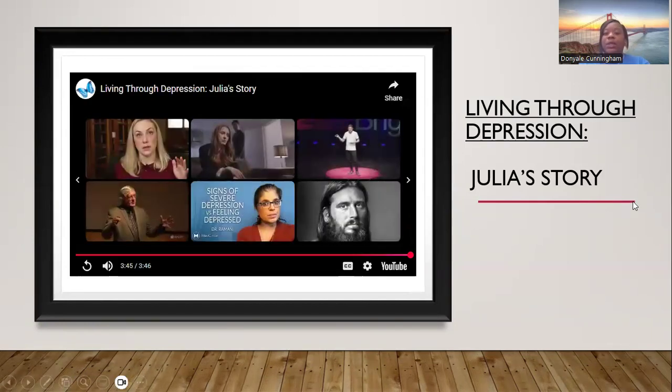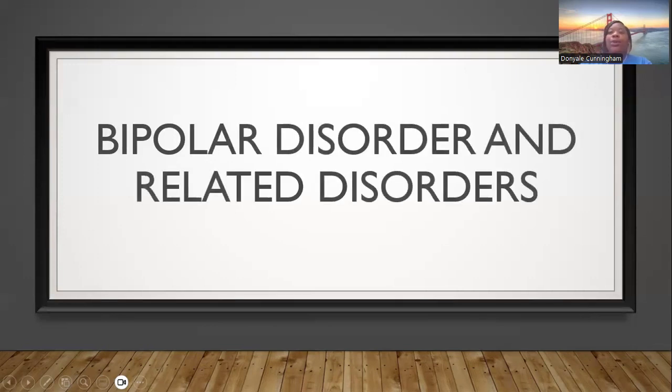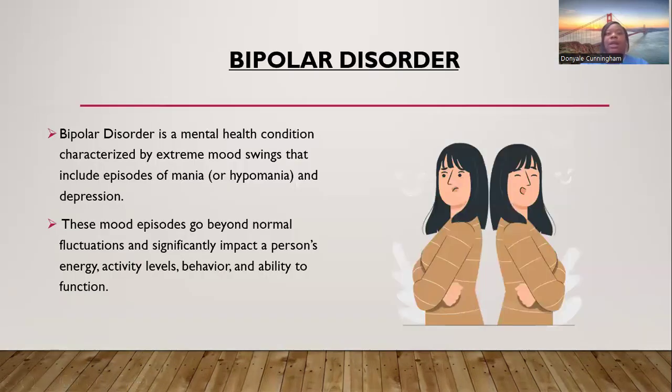Alrighty, so continuing on here, our next category of mental health disorders we're going to discuss is bipolar disorders and related mood disorders. So first, bipolar disorder is a mental health condition characterized by extreme mood swings that include episodes of mania or hypomania and depression. These mood episodes go beyond normal fluctuations and significantly impact a person's energy, activity levels, behavior, and ability to function.